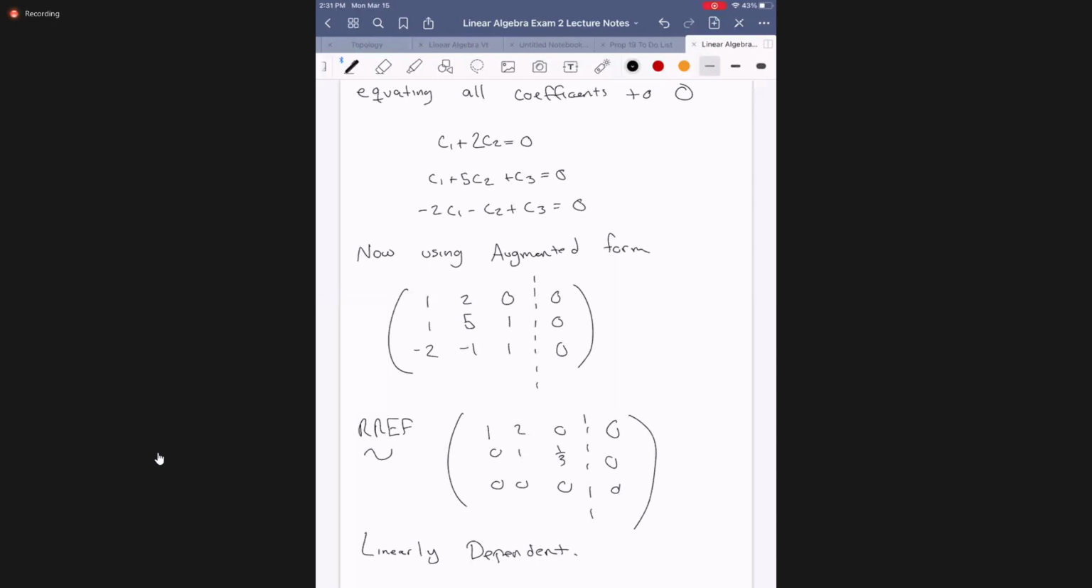So the general rule of thumb is that this thing right here does not reduce down to the identity. If it reduces to the identity, it's linearly independent, because C1 equals 0, C2 equals 0, C3 equals 0. That means you only have the trivial solution. If it doesn't reduce to the identity, then it's linearly dependent. Linearly independent reduces down to the identity, dependent does not, okay?